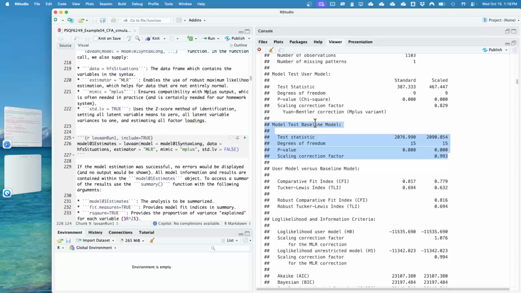The numbers are different because what ends up happening is when we fit the data, we calculate the scaling correction factor and it adjusts the likelihood based on how kurtotic the data happen to be, how peaked or flat the tails are.